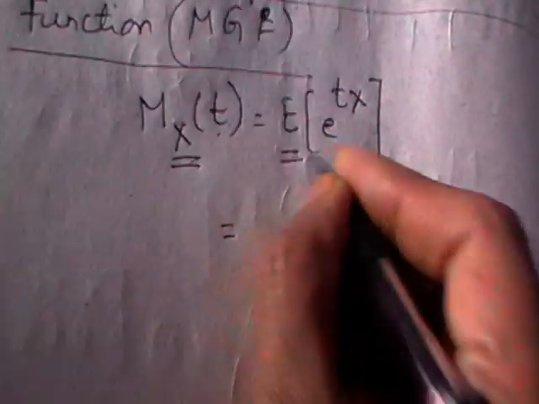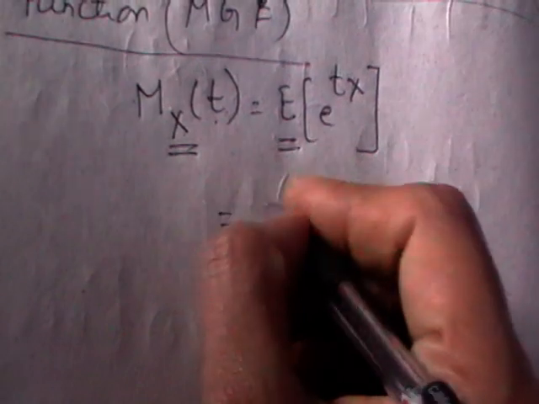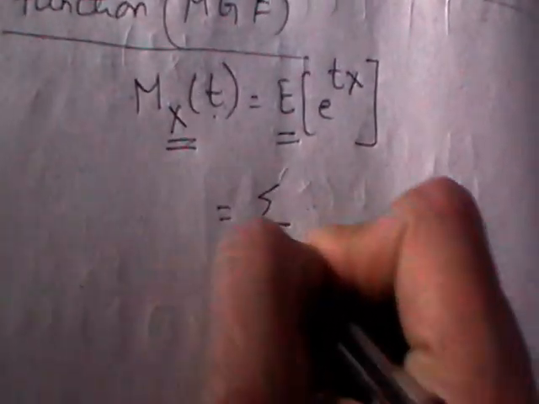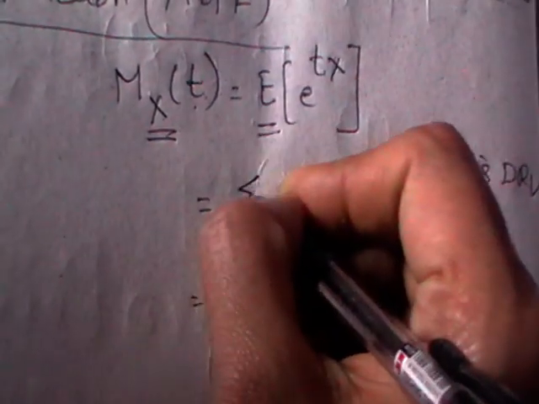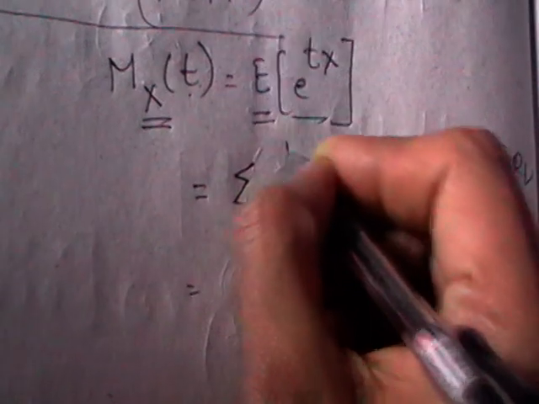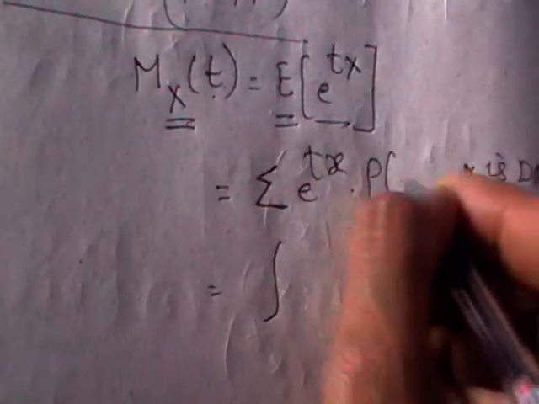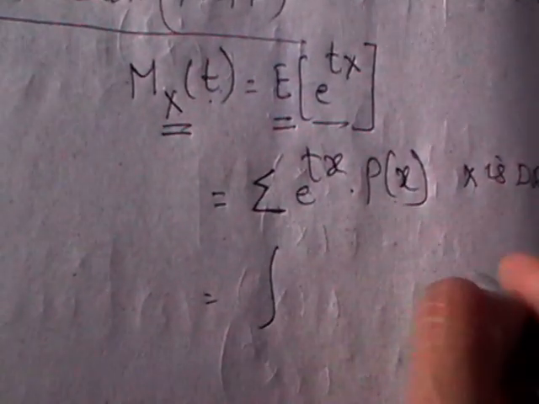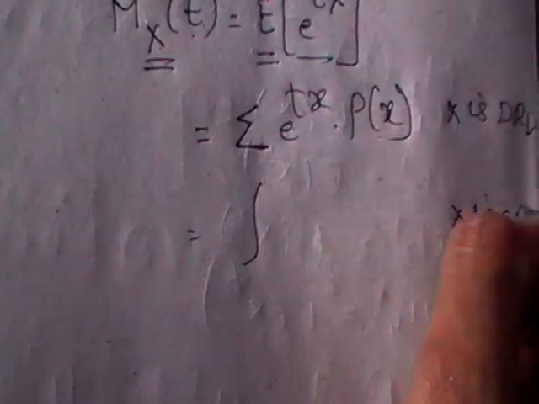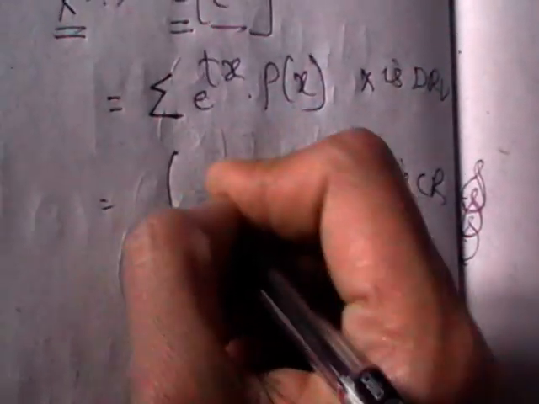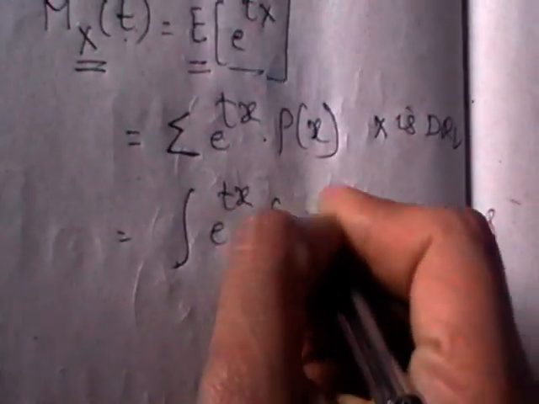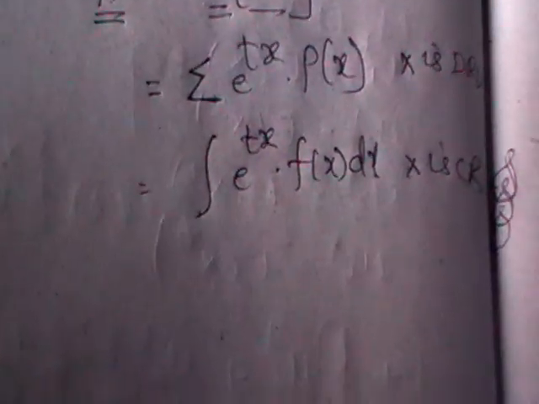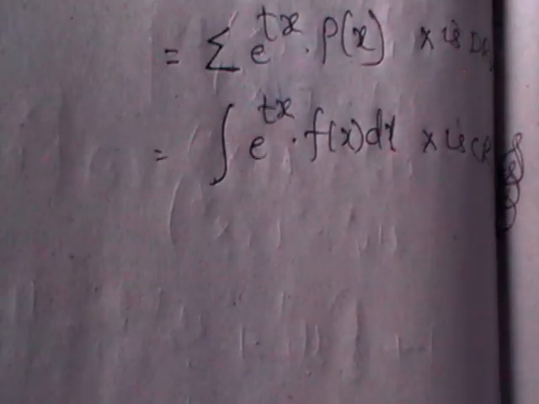You know that expectation can be resolved into either a sigma or an integral depending upon the nature of the variable. If X is a discrete random variable, we start with sigma, and within the brackets we have e^(tx), and you write the corresponding PMF. If it is a continuous random variable, we write the integral of e^(tx) f(x) dx. These are the definitions of the MGF.